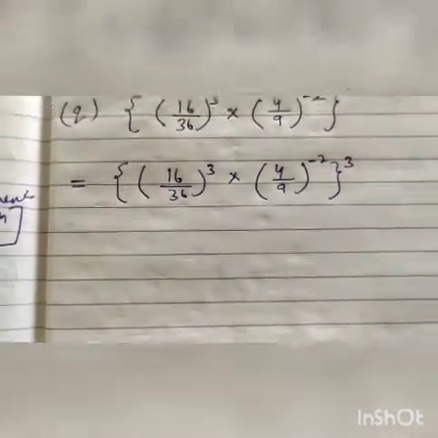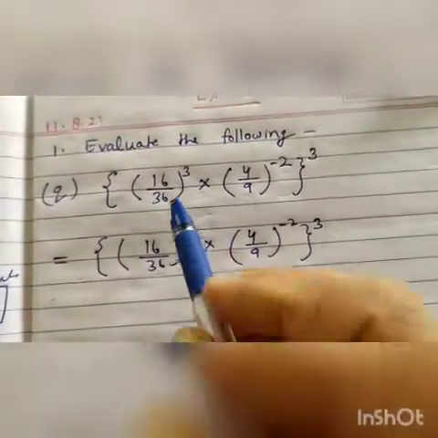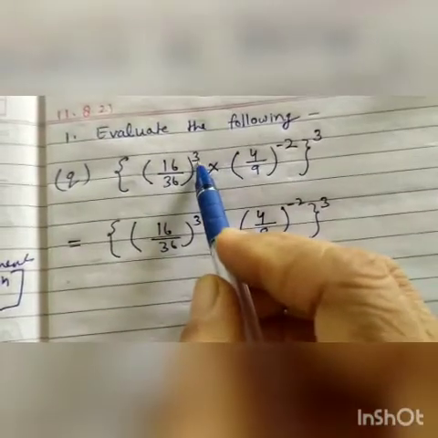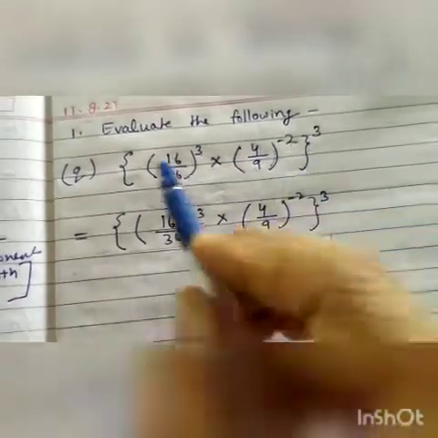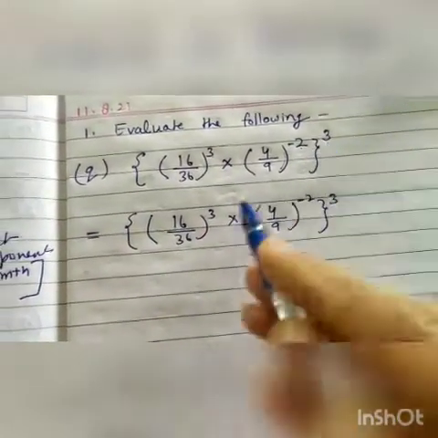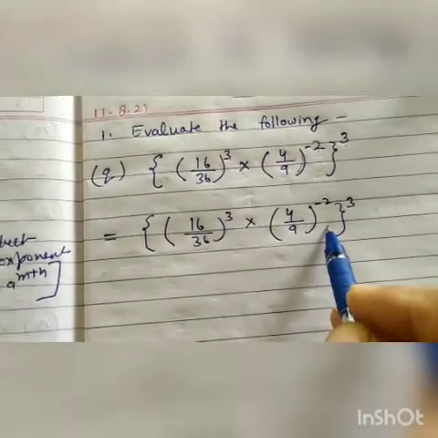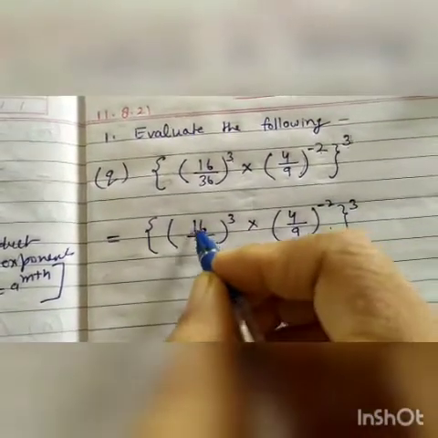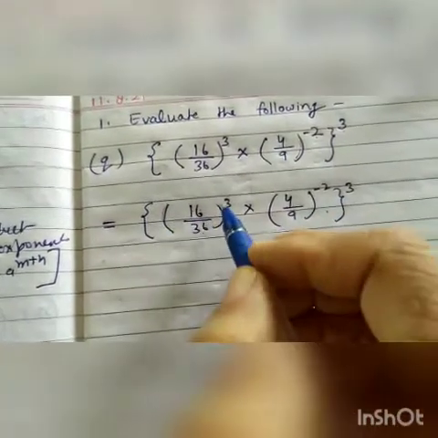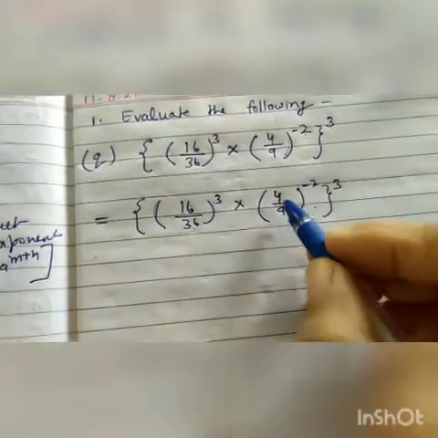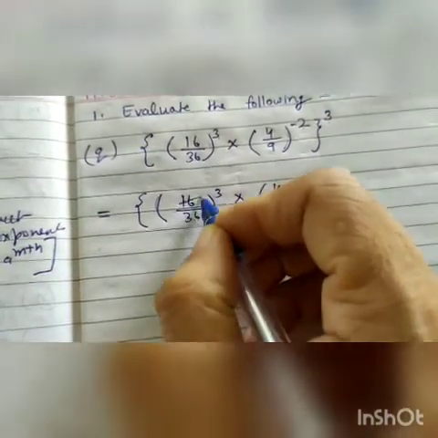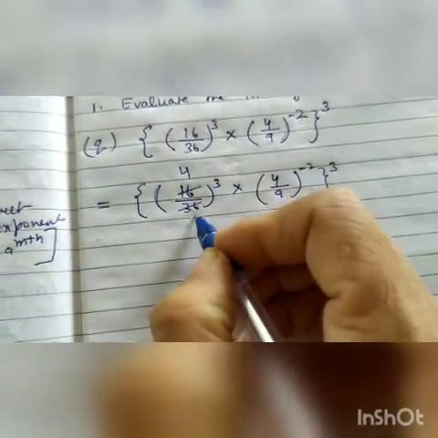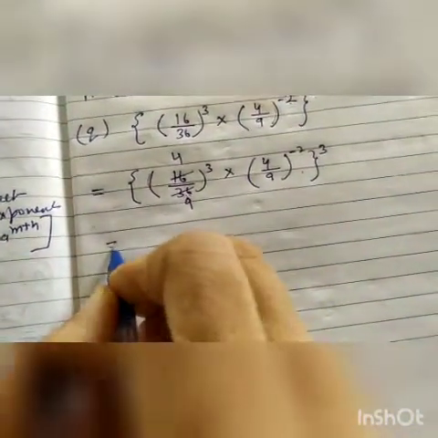Our Q part is, see here I have copied here, (16/36)^3 into (4/9)^-2, then whole power 3. Same line is copied here. Now we will simplify this 16 upon 36. Here base is 16 upon 36 and here base is 4 upon 9. So we can simplify this 16 upon 36 by the table of 4. 4 fours are 16, 4 nines are 36.